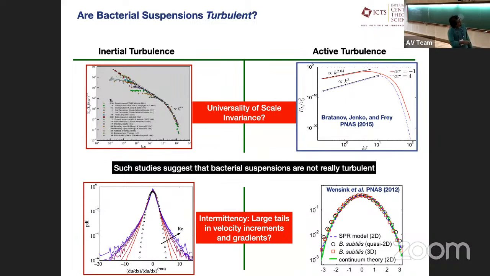And then in a 2012 paper, they had measured the velocity gradient of these bacterial suspensions. And again, they found everything to collapse to a Gaussian, no large tails, no intermittency. So what these studies would suggest is that if this was the yardstick for saying whether a system is turbulent or not, then certainly active suspensions with bacteria are not turbulent.